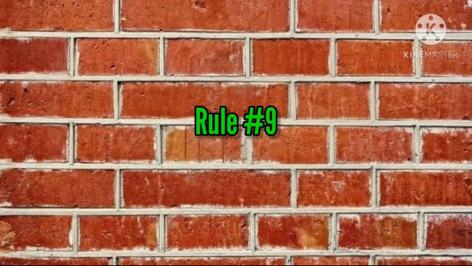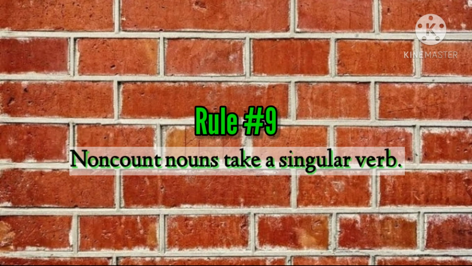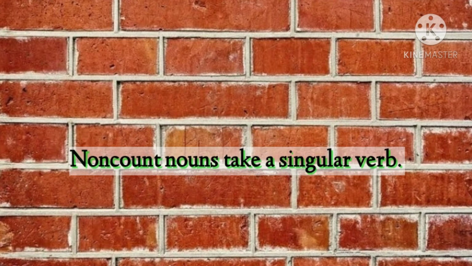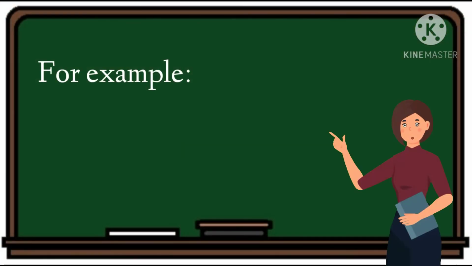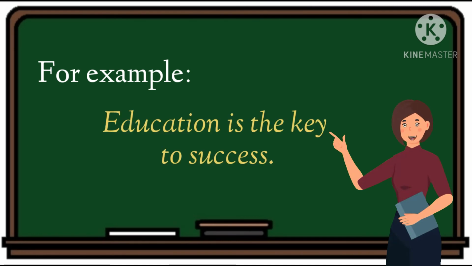Rule number 9. Non-count nouns take a singular verb. For example, education is the key to success. In this sentence, education is a non-countable noun, so it must be paired with a singular verb, and that is the verb is.